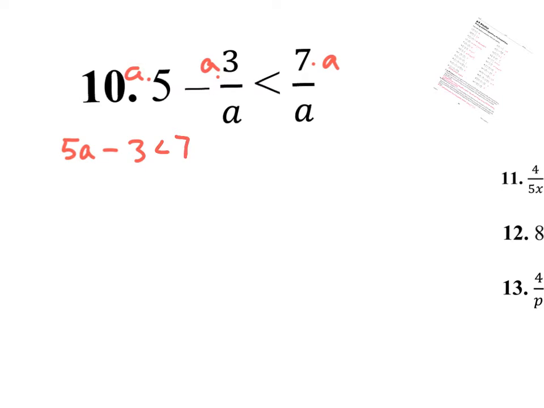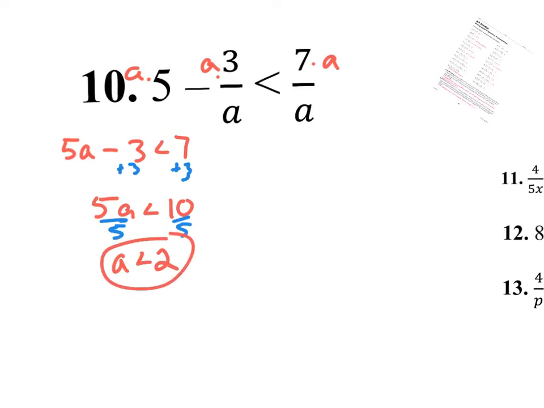Now if you solve this, plus 3, you'll end up with 5a is less than 10. Divide both sides by 5, and you'll get a is less than 2, and that's an answer so far. You could have pretended that it was an equal sign and just said a equals 2, because you're going to go to your number line and plot that value of 2 anyway.